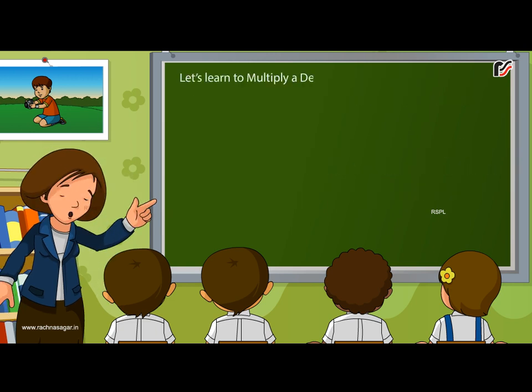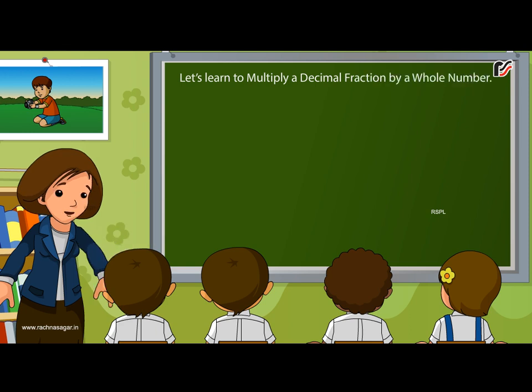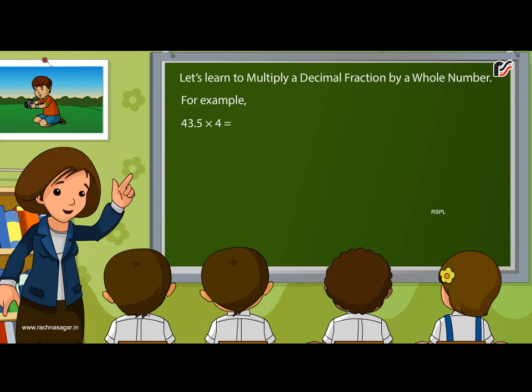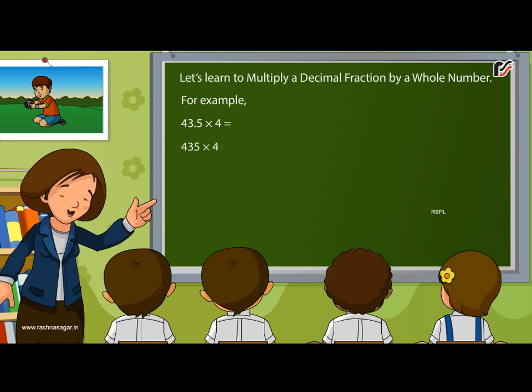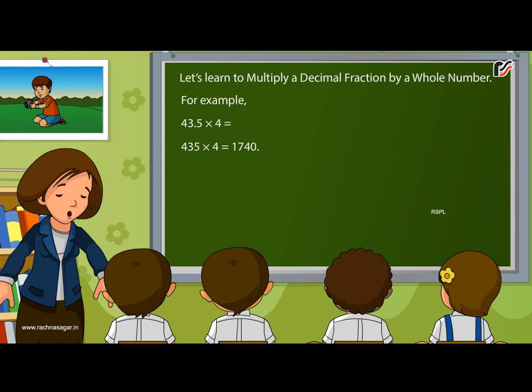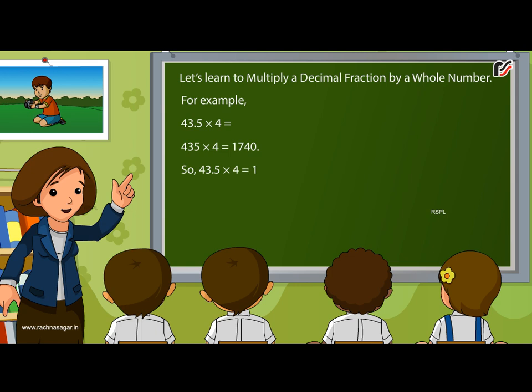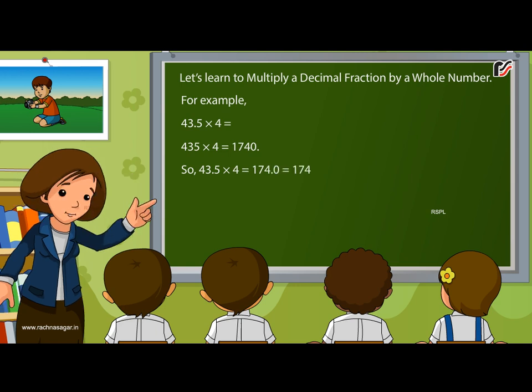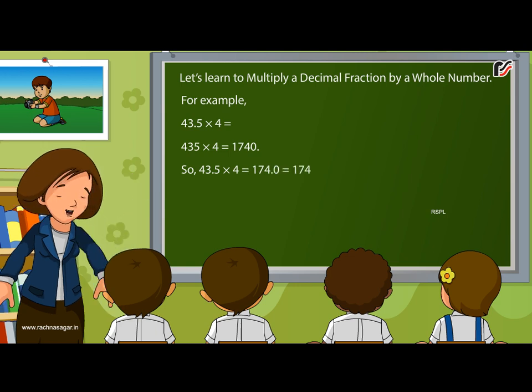Let's learn to multiply a decimal fraction by a whole number. For example, 43.5 multiplied by 4 is equal to 435 multiplied by 4 is equal to 1740. So, 43.5 multiplied by 4 is equal to 174.0, which is equal to 174.